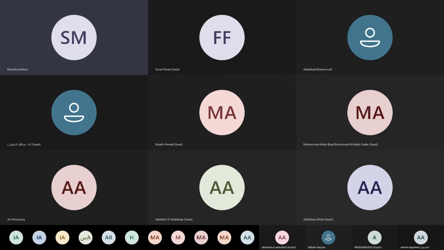Okay, factors affecting chemical equilibrium. Okay, this is good.